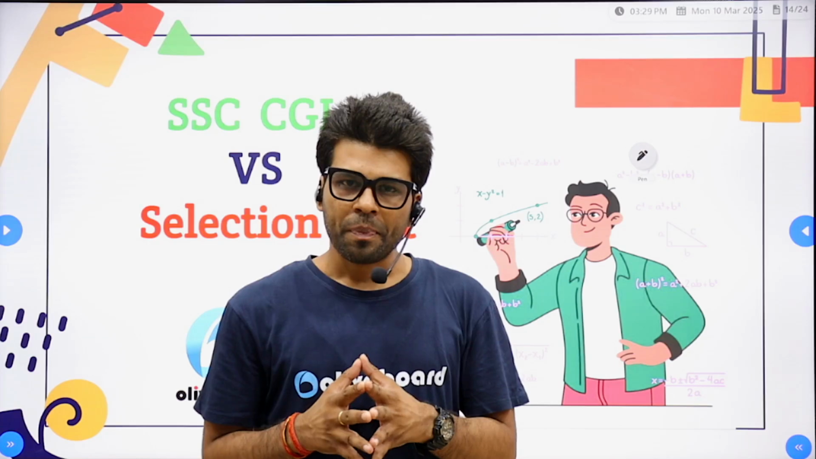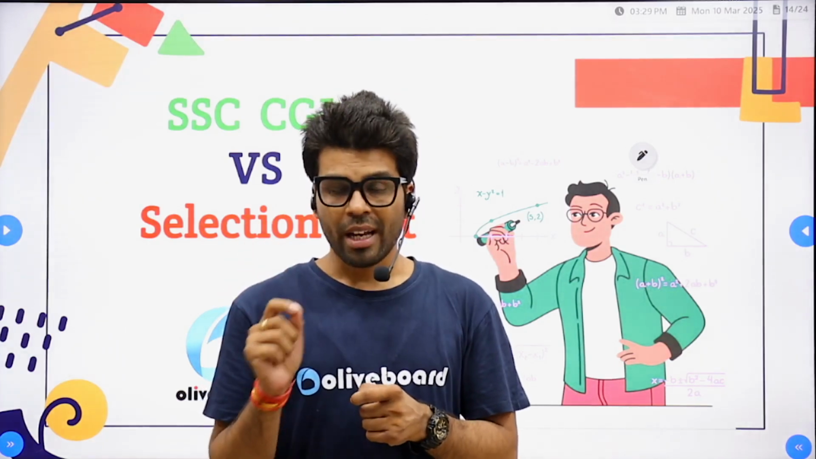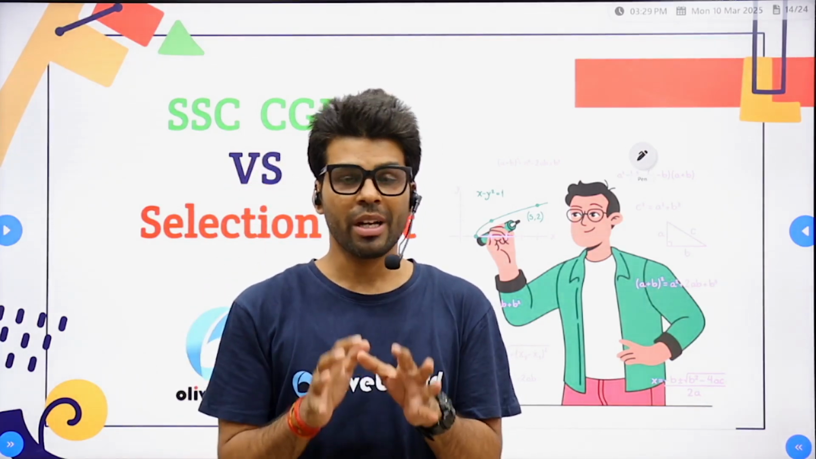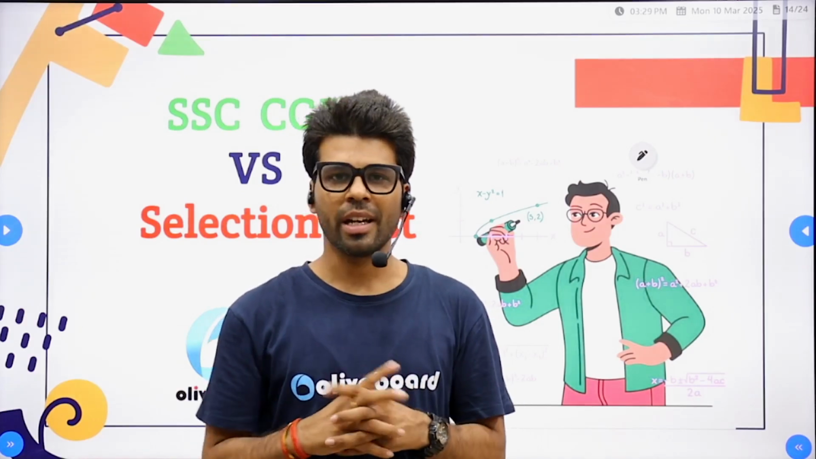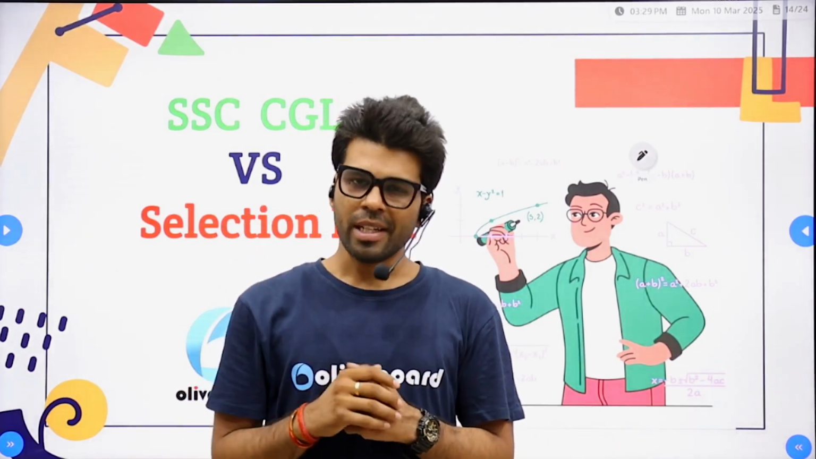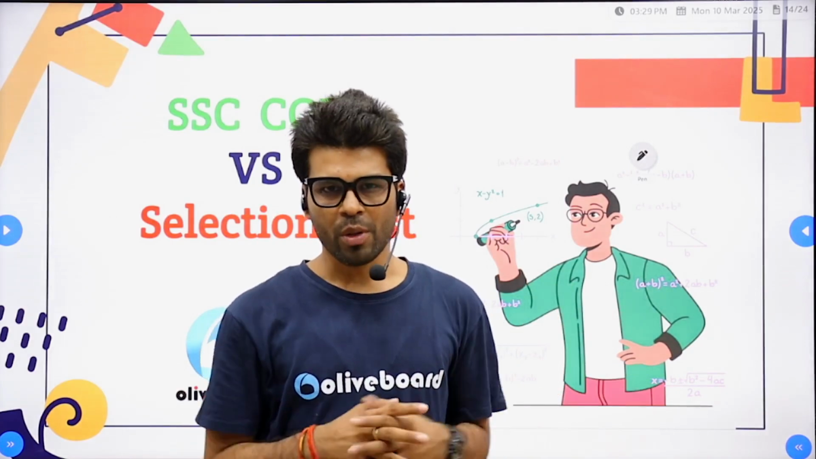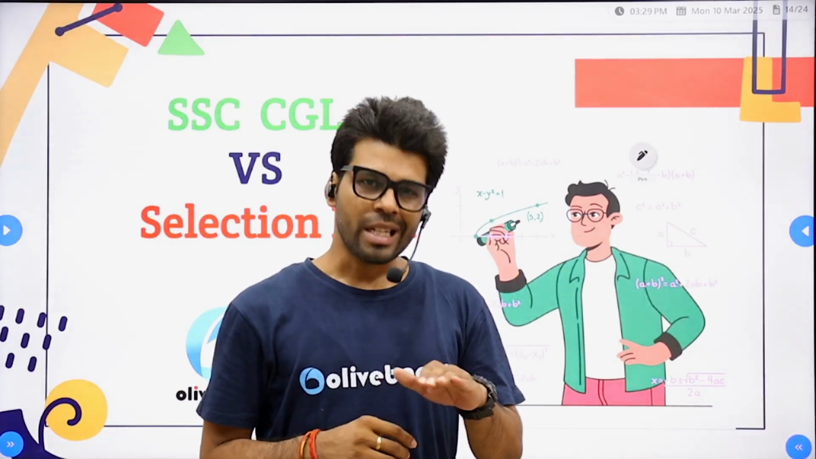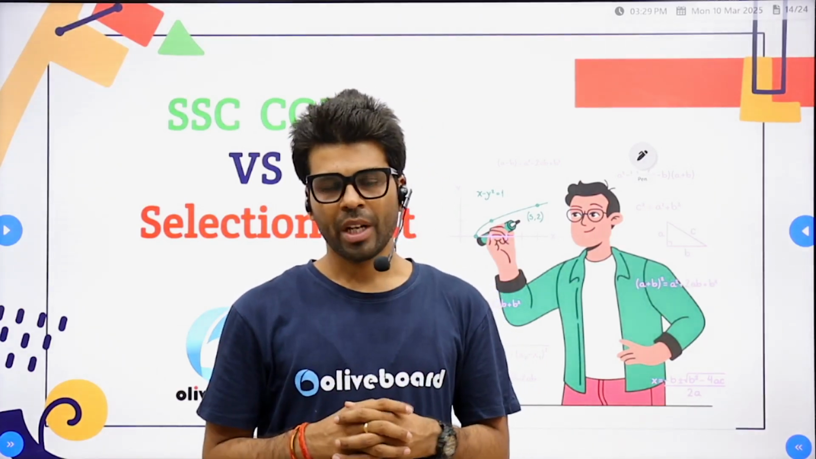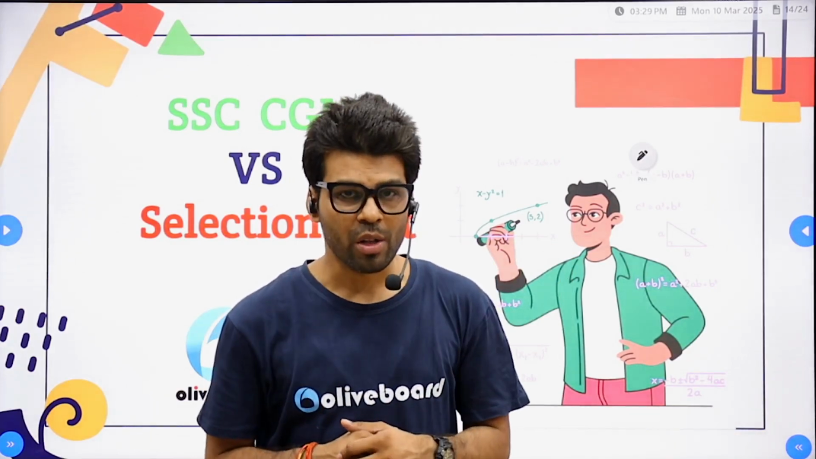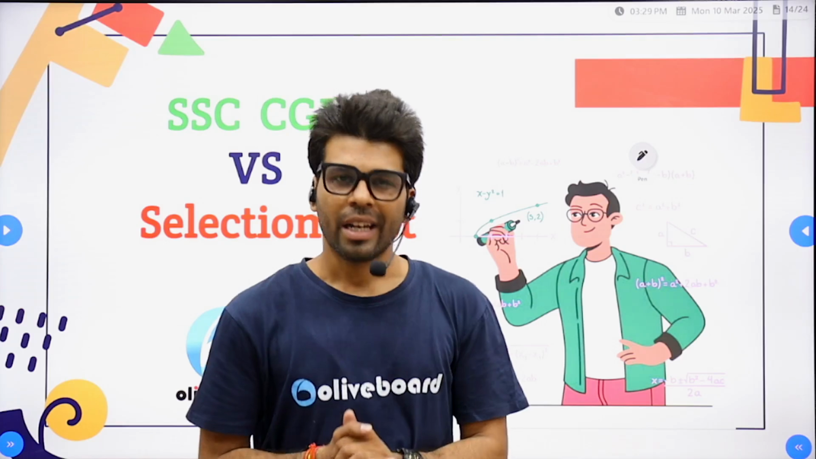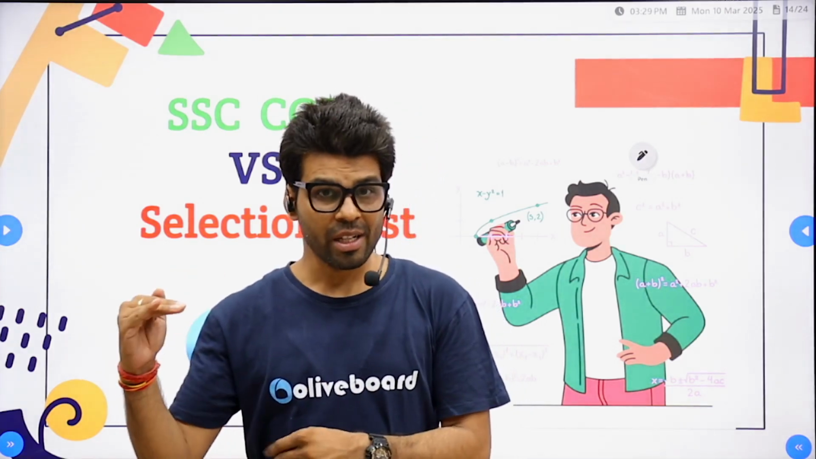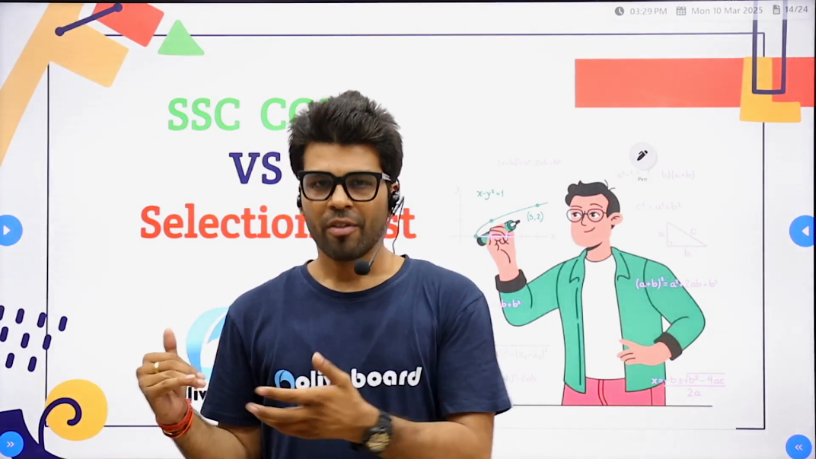SSC CGL, as the name suggests, belongs to the graduation level. So you must have a graduation degree in order to appear for the SSC CGL examination, while the Selection Post is conducted in 3 categories. It is for the 10th level or equivalent, for the 12th level or equivalent, and for the graduation level or equivalent, which we have in SSC also, called CHSL for the 12th one, and MTS for the 10th one.